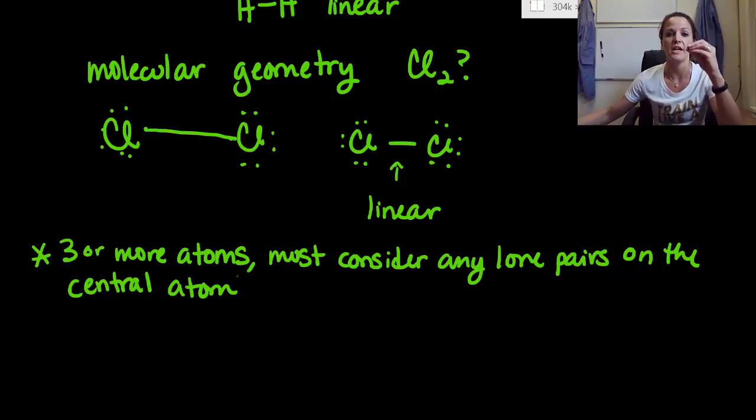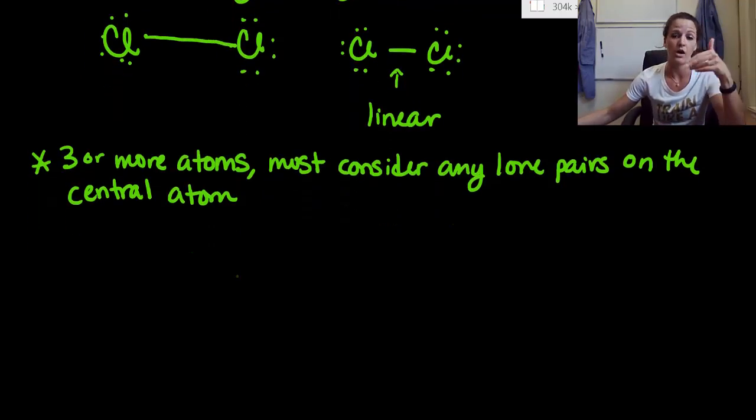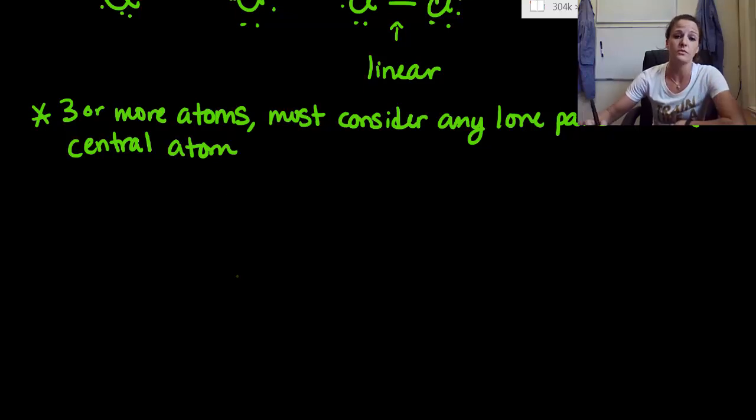But just remember, anytime we have 3 or more atoms, you must look at that central atom of your molecule and see if there are any lone pairs. If there are lone pairs on there, then you adjust accordingly. So let's go through some examples here.